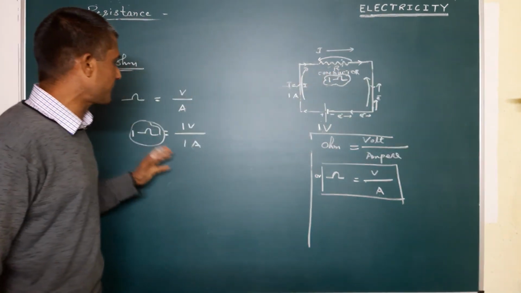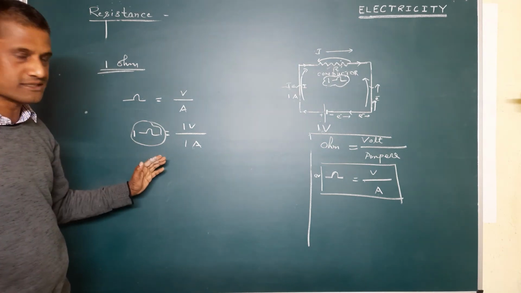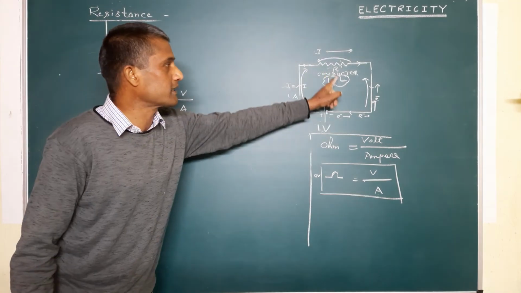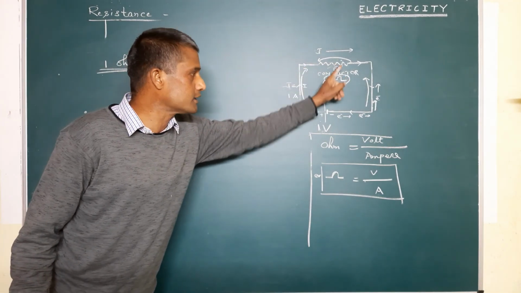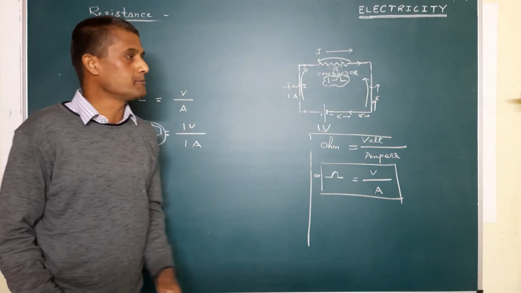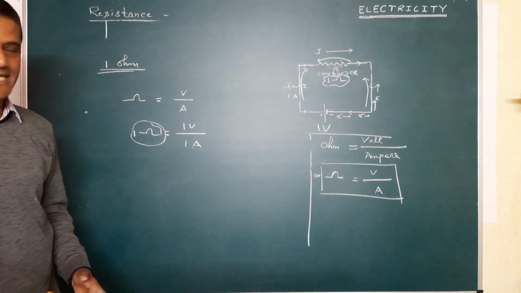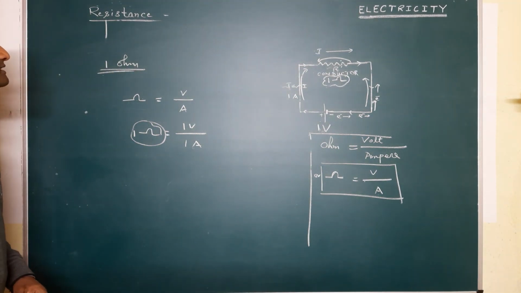So that's it here as far as the definition of 1 ohm resistance is concerned. That is, the resistance of a conductor is said to be 1 ohm when 1 ampere current flows through it under the action of 1 volt potential difference. That's it here as far as the unit of resistance is concerned.